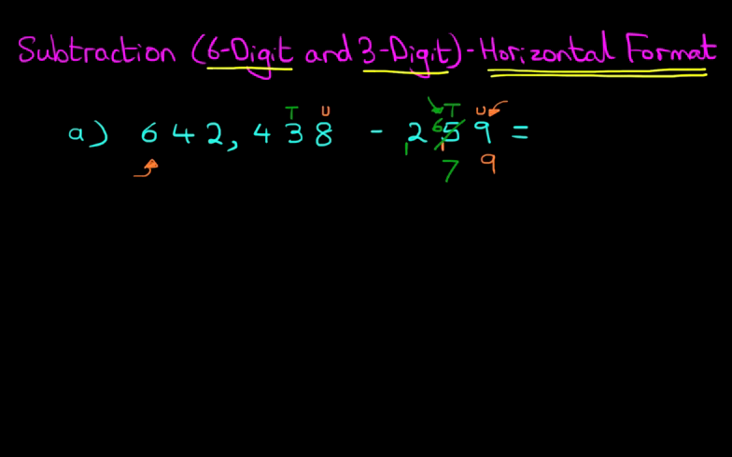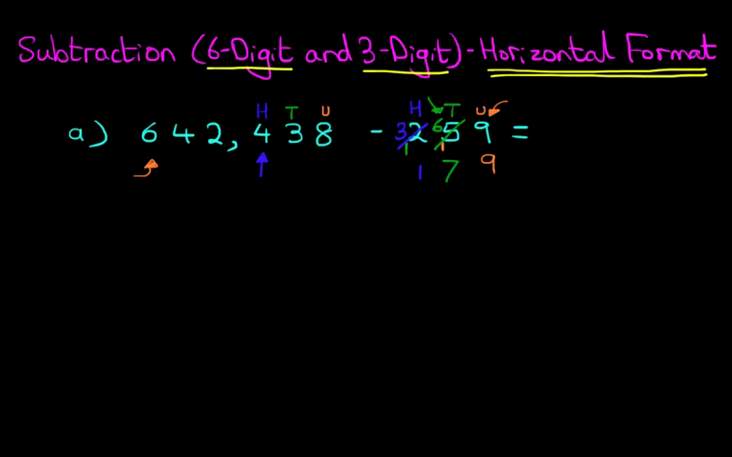Okay, let's move to the hundreds. How many hundreds do we have? Well, we don't have 2 because we carried 1 over. We've actually got 3 hundreds. How many hundreds do we need to get to? We need to get to 4. So what number added to 3 is going to give us 4? The answer is 1.